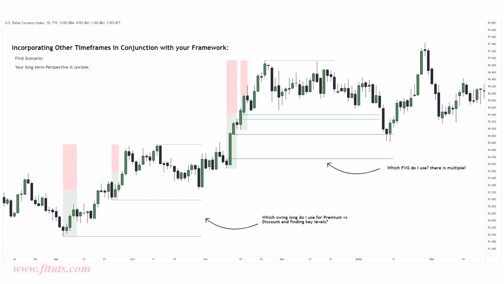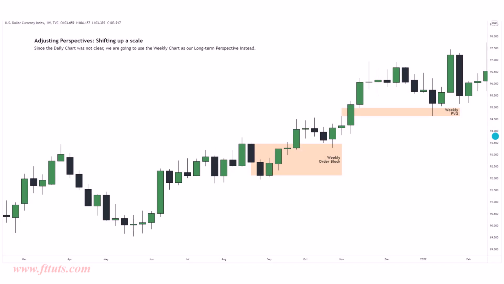So that would mean if I'm using the daily chart as my long-term perspective, I'm going to shift up to the weekly chart, and I'm going to use the weekly chart to help me identify some key levels if I can't see them on the daily chart. So the first one is these 2 down candles before the upwards move. That acts as one order block. And you can see in this trading range at equilibrium, we have a weekly fair value gap here.